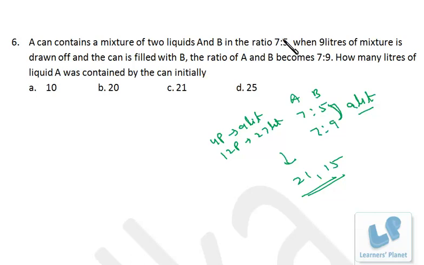two liquids A and B in the ratio 7:5. That means you have to find out the liters of liquid A. That means the liquid A should be a multiple of 7 because it is in the ratio of 7:5. So liquid A should be a multiple of 7. Among the options, only one option is there, right? So why have I explained this method?